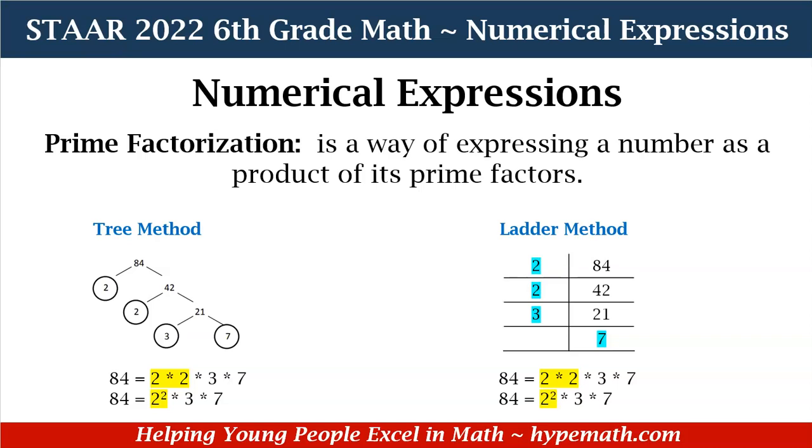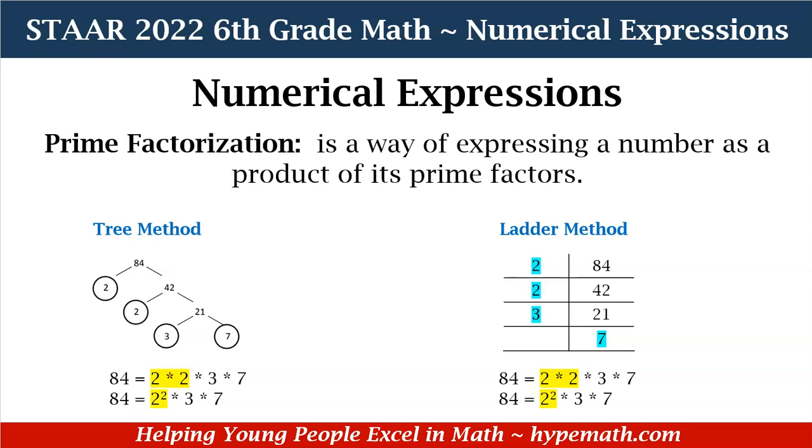Since 2 is a prime factor, I'm going to circle it. Now I'm going to focus on 42. Two numbers that multiply together to equal 42 are 2 times 21. Again, 2 is a prime number, so I'm going to circle that. And now for 21, the two numbers that we're going to multiply together are 3 and 7. Both are prime factors, so I will circle them. So our prime factorization of 84 is equal to 2 times 2 times 3 times 7, and I could write it as 2 squared times 3 times 7.